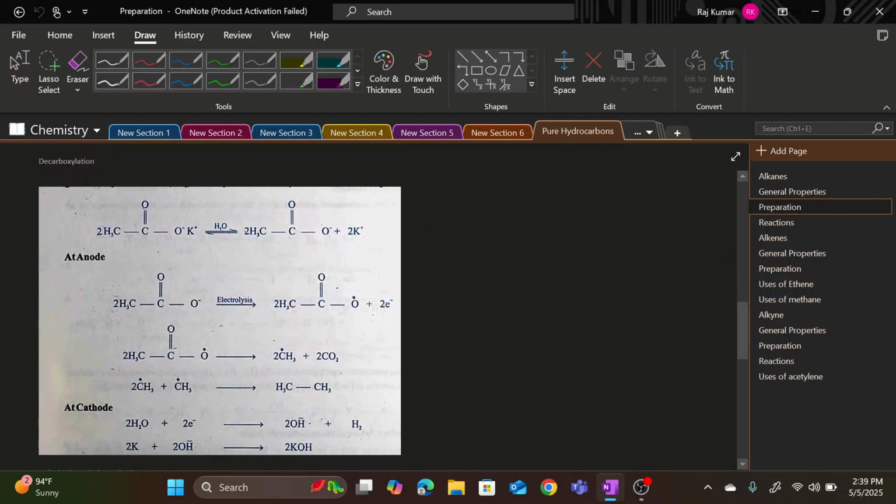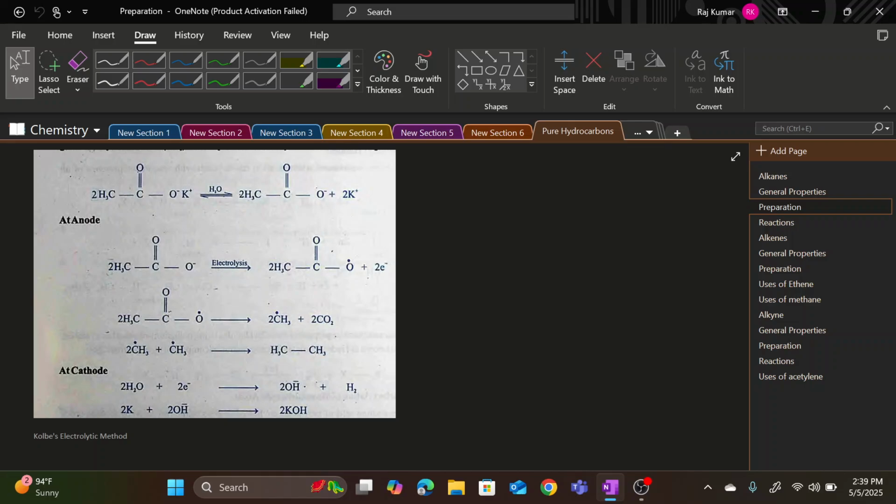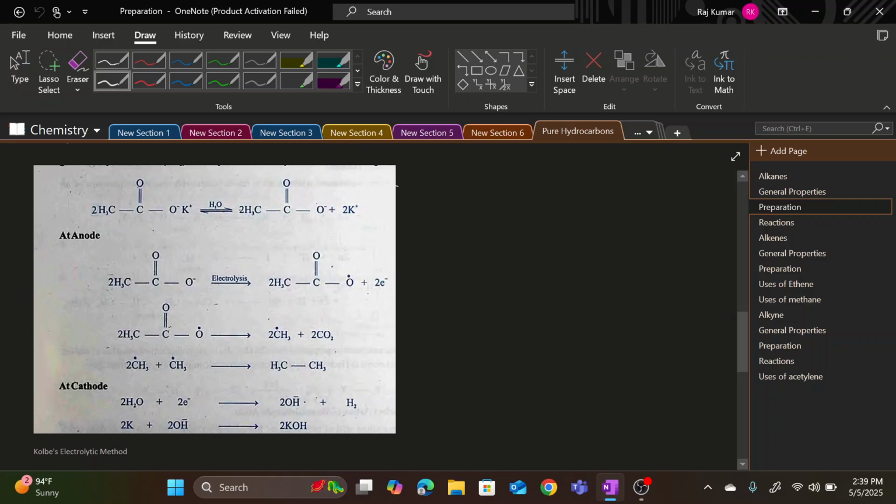After that, we have another method known as Kolbe's electrolytic method. Kolbe's electrolytic method is an electrolytic process in which we use a sodium or potassium salt of a monocarboxylic acid, and as a result at the anode we get an alkane. And what type of alkane is it? It's a symmetrical alkane that is produced.